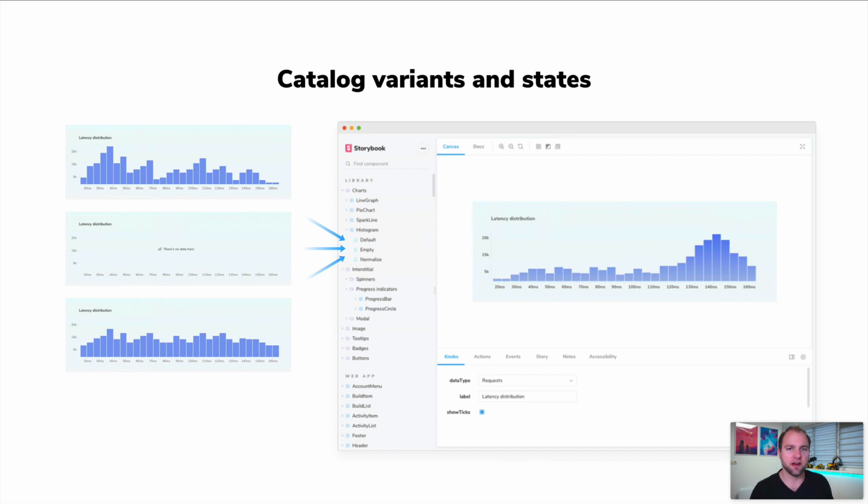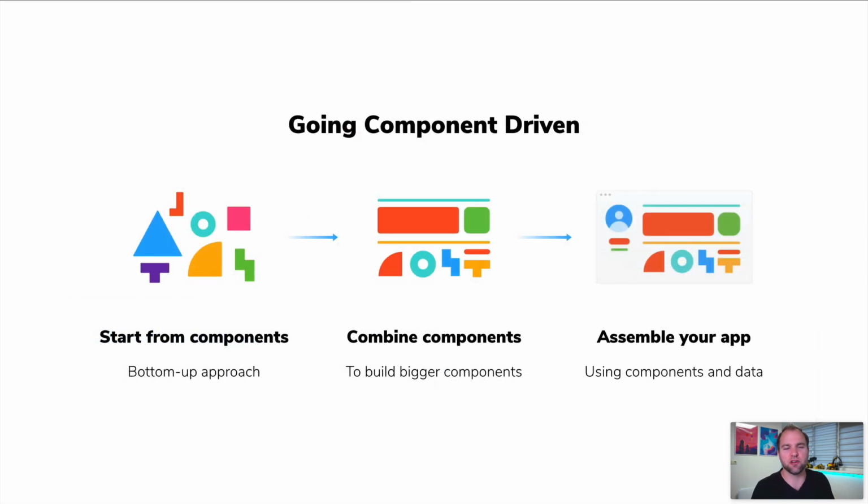And cataloging variants and states is represented in the tree view, in the catalog of your Storybook. So say you have this graph component and it has three different states, like a default state, which is typically your ideal scenario, and an empty state, in which case you don't have any data, and some normalized state in this particular example, which depends on what your component is about.